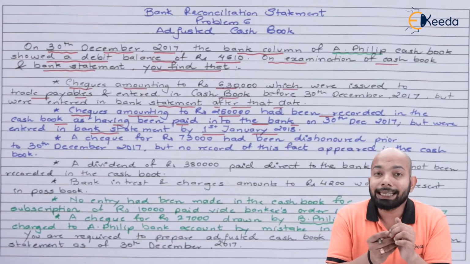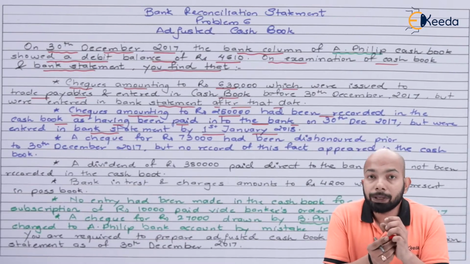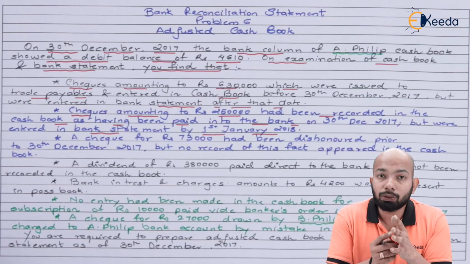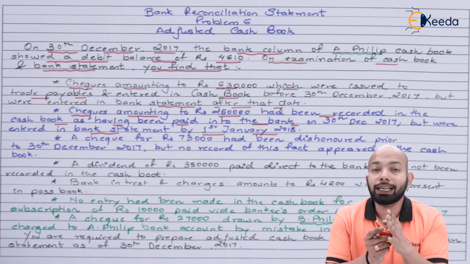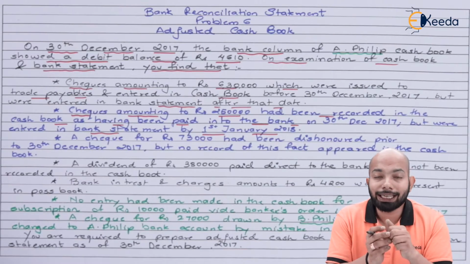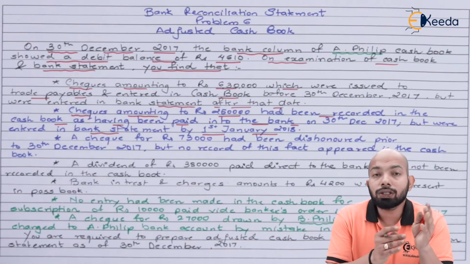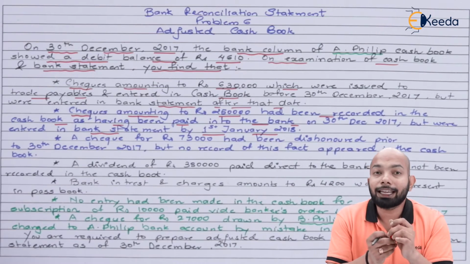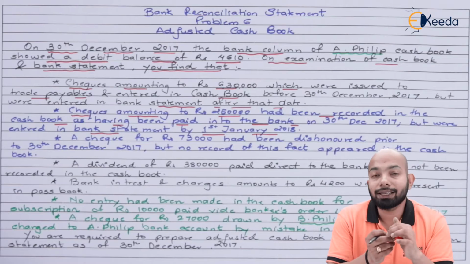Now, the next error was a check amounting to rupees 2,50,000 deposited into the bank on 30th of December 2017. However, the credit could have happened only after 1st of January 2018. That means this wasn't a part of adjusted cash book basically because there is a timing difference here, and timing difference errors are not considered in adjusted cash book preparation.